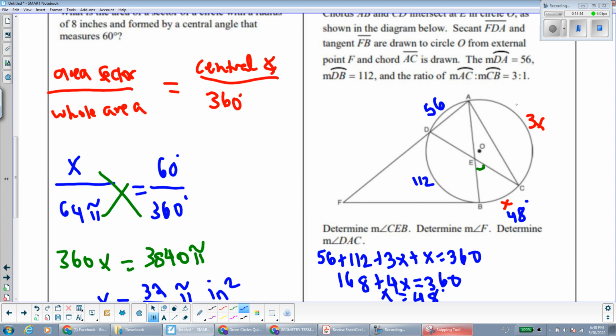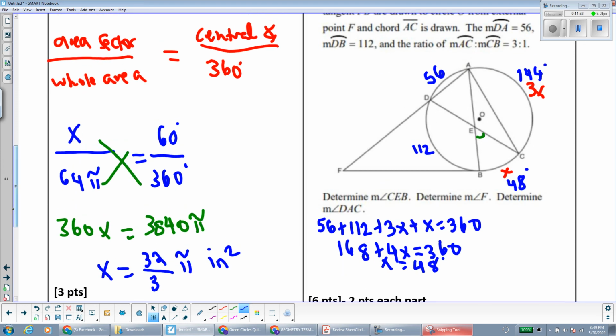And that is 144 degrees. Okay, so to find CEB, I'll put a little 1 here. To find CEB, we're going to take half the sum of the intercepted arcs. Remember, the vertical angle is equal to half the sum of its intercepted arcs.